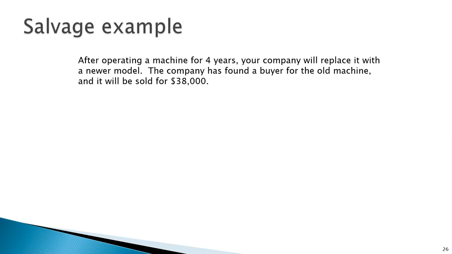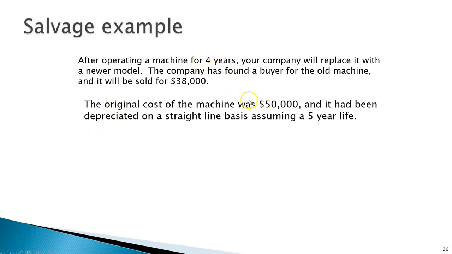Okay, and just to belabor the point, one more example here. After operating a machine for 4 years, you're going to sell it and replace it. So you're selling this machine for $38,000, right? You bought it 4 years ago. So the original cost of the machine was $50,000. That was 4 years ago when you bought it. It's been depreciated on a straight line basis, assuming a 5-year life. Well, you can see then that it's going to have a depreciation expense of $10,000 per year.